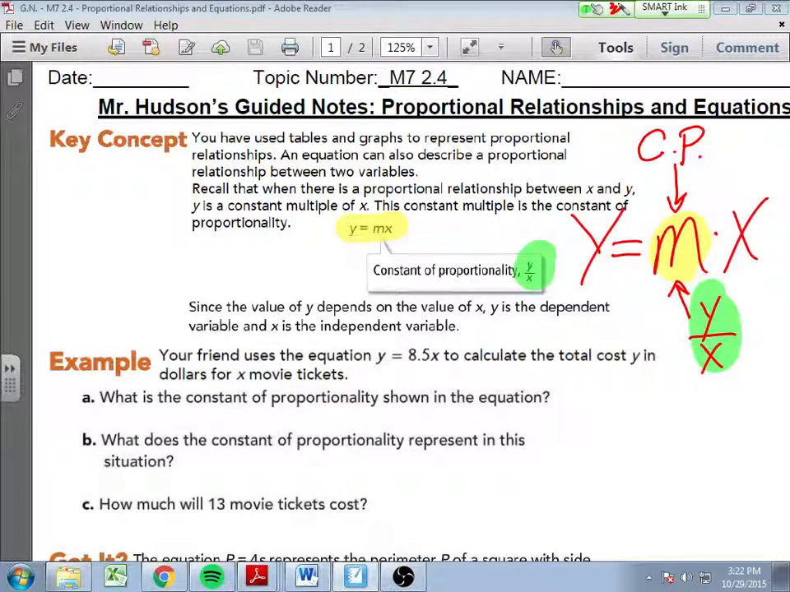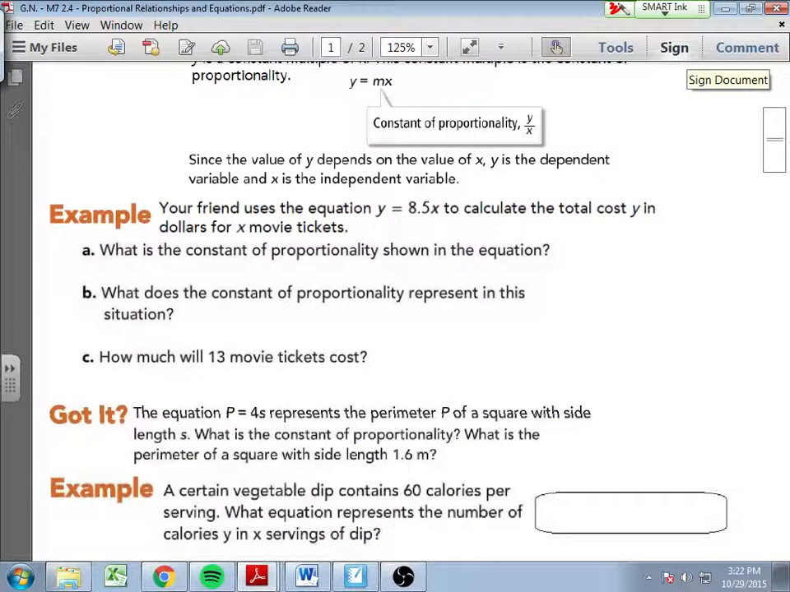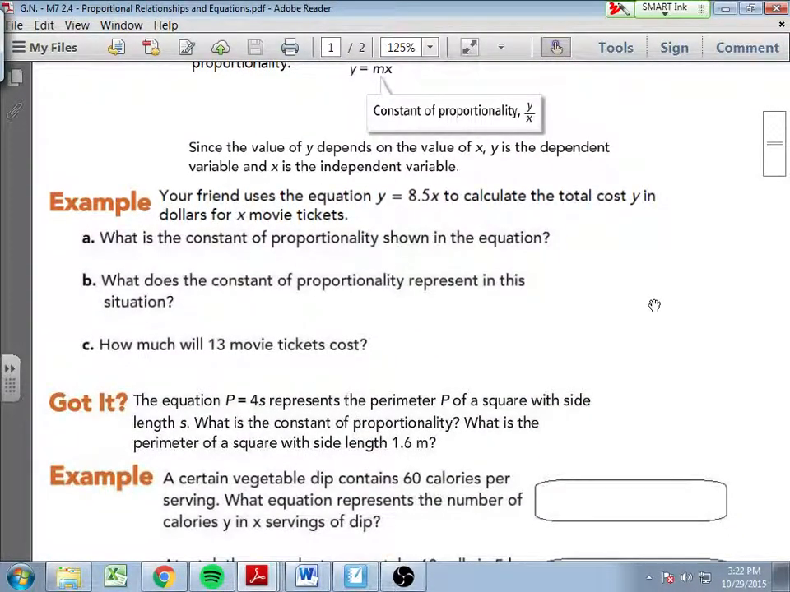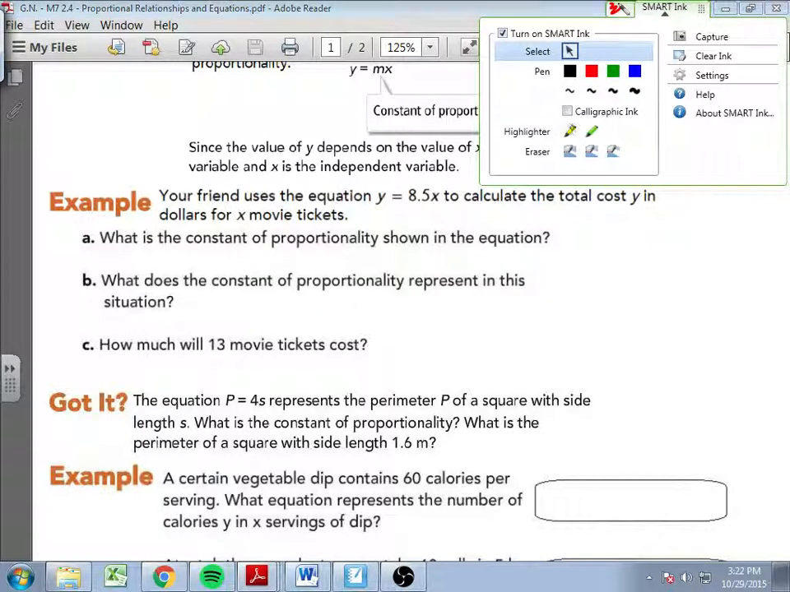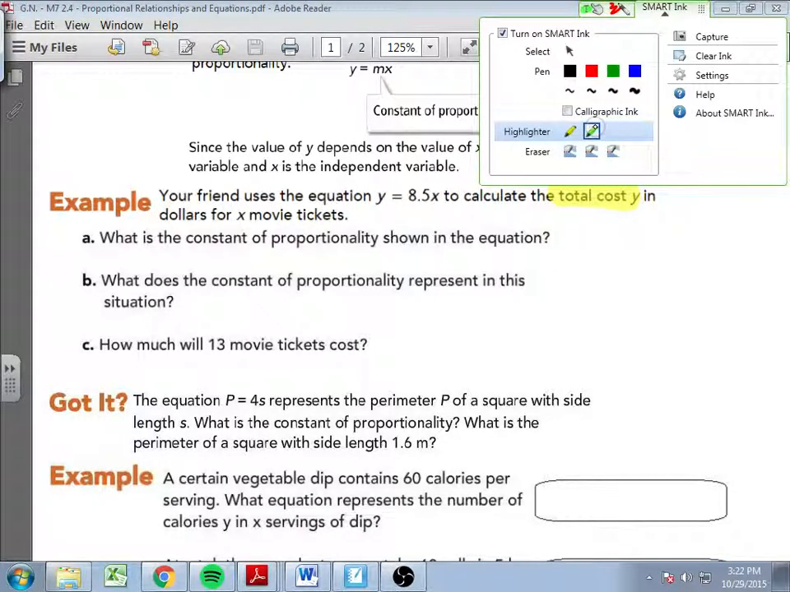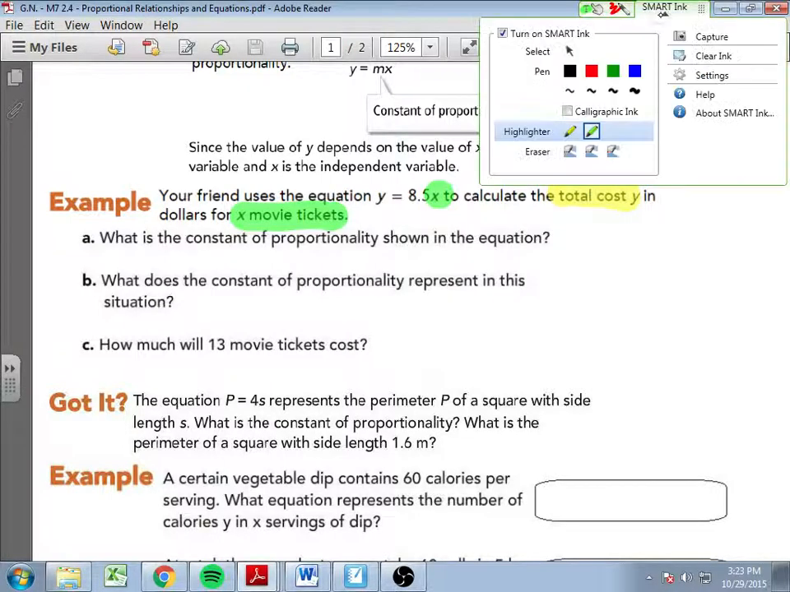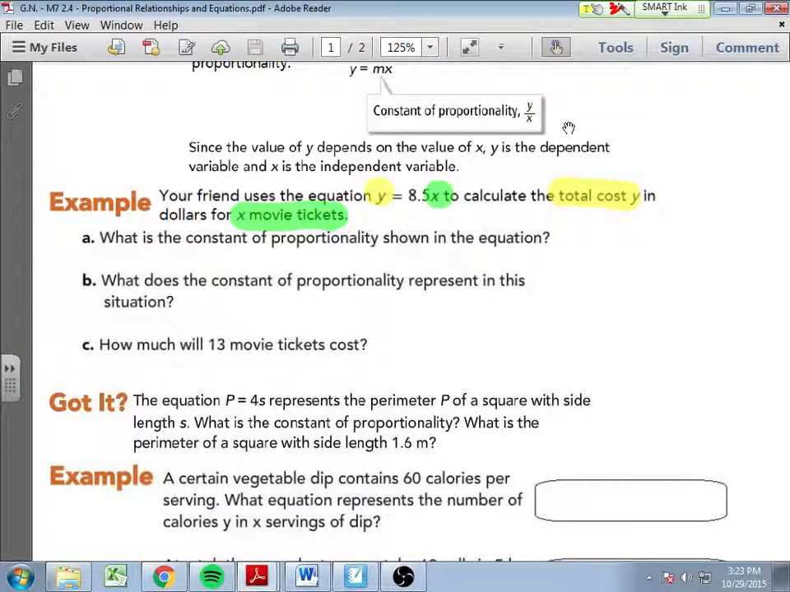Anytime you have an equation in this form, y equals something times x, the something is your constant of proportionality. So if we look at our first equation, y equals 8.5x, your friend has set up this equation to represent y, the total cost of going to the movies for x amount of movie tickets. So I've got my x there multiplied by my 8.5, my y there.